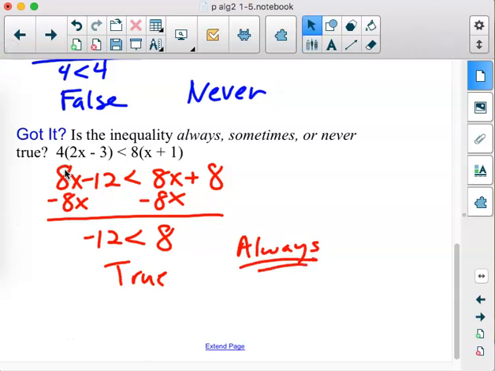So, x's drop out. You know something weird's happening. Get to the statement, read it off to yourself. -12 is less than 8. Duh. Yeah, it is. That's always true. Well, that's because it doesn't matter what x you put in. This is always going to work.